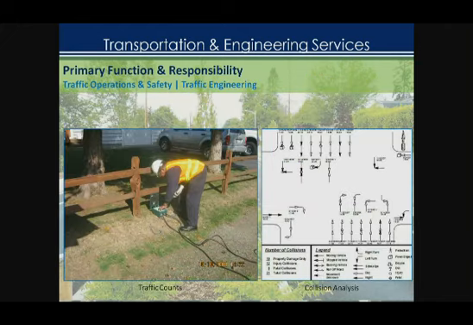So as we do a lot of data gathering, we'll do traffic counts. We'll look at collision analysis from all of the crash reports and try to make decisions about particular crash trends and things like that. We take a lot of input from citizens.